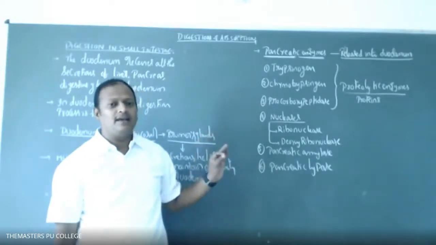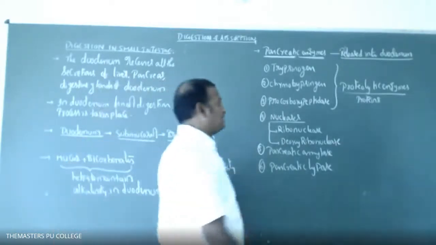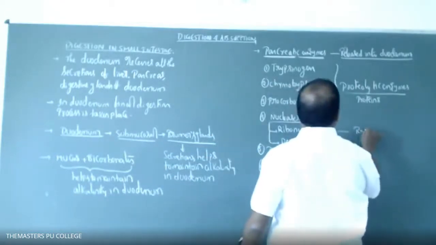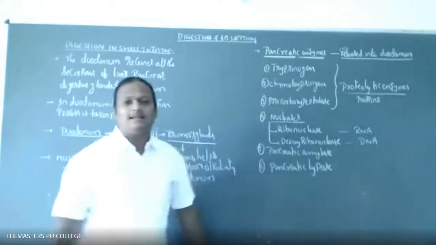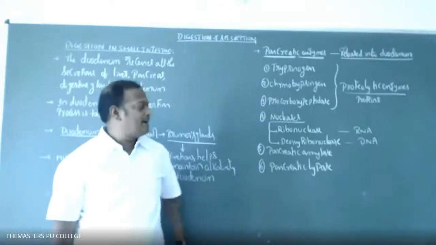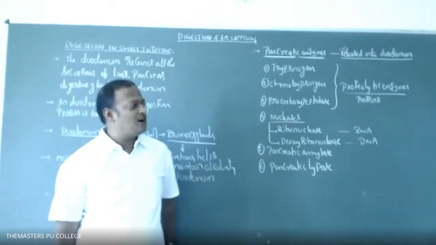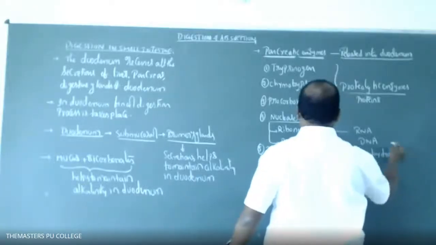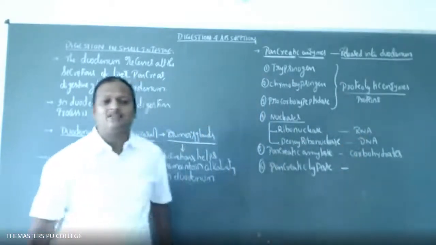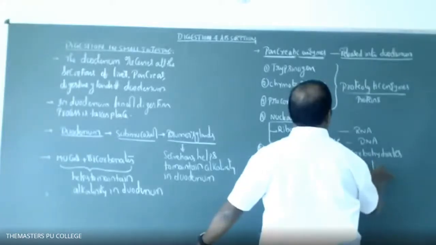In the name only, nuclease acts on nucleic acid. Ribonuclease acts on RNA, deoxyribonuclease acts on DNA. Next one, pancreatic amylase. Amylase always works on carbohydrates, starch, the backbone of carbohydrates. Next, students, lipase. Lipase always acts on lipids, fats and lipids.